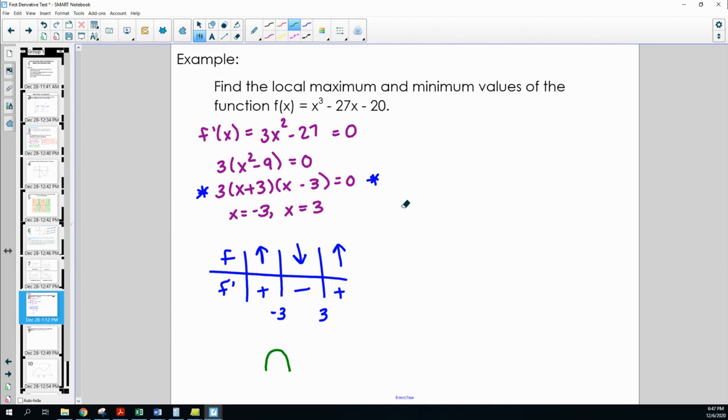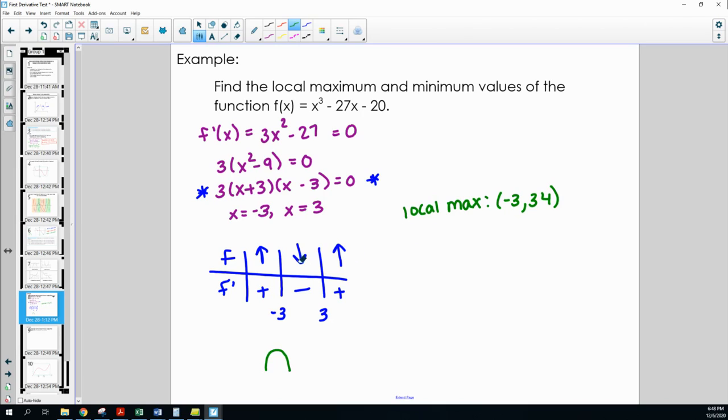So that means that I have a local max, and the x value is going to be negative 3. So negative 3. If I want to find the y value, so from trying to graph this and I want to find the y value exactly, what I'm going to do is take this negative 3 and plug it into the original function. So negative 3 goes into the original function, and if we do that, we get 34.